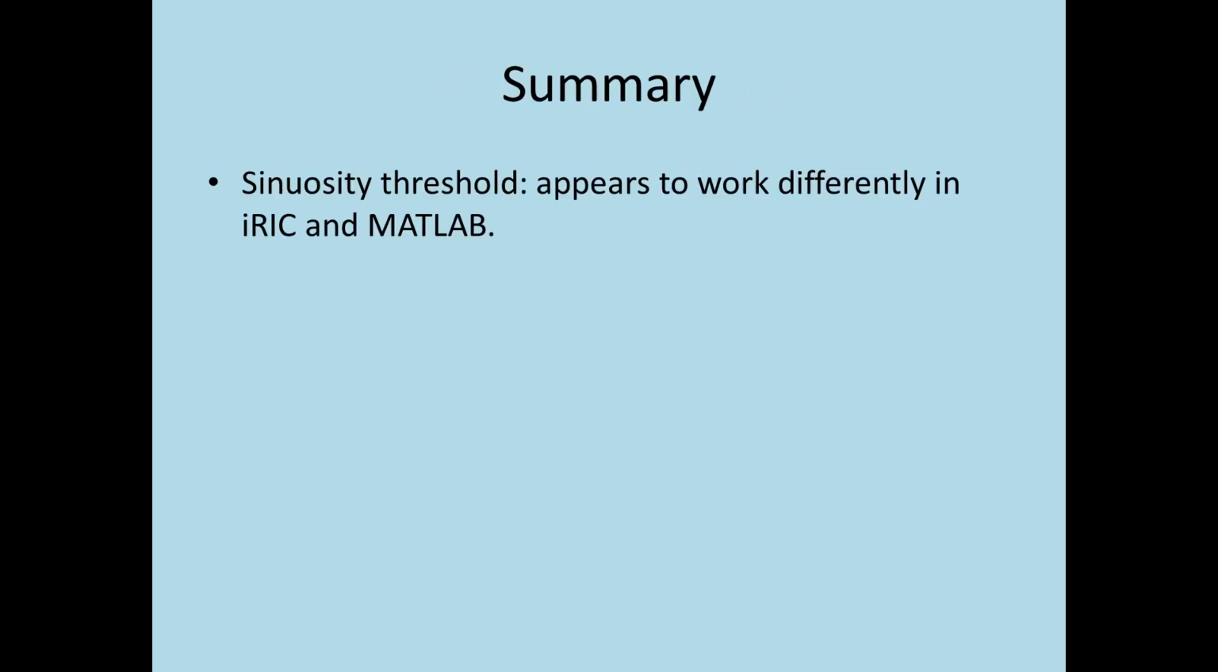So in summary, using the sinuosity threshold, it appears to work differently in iRIC and MATLAB, making it cut off at different years. Okay? Thank you.